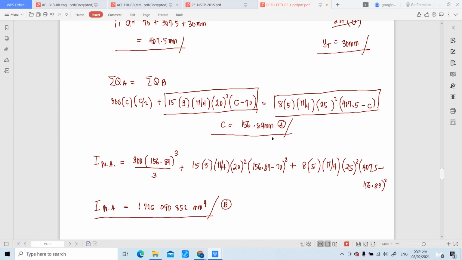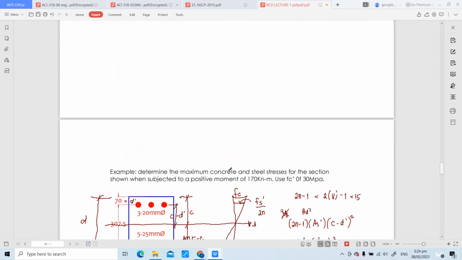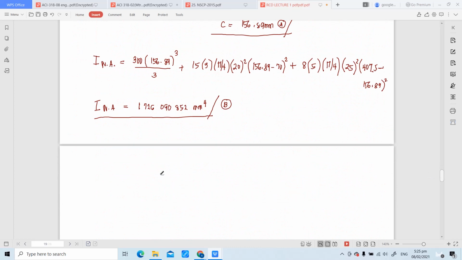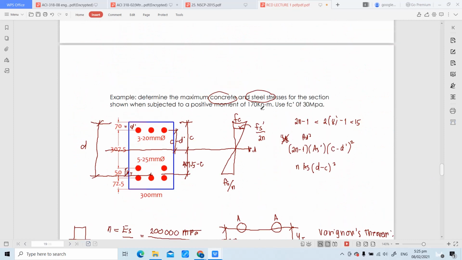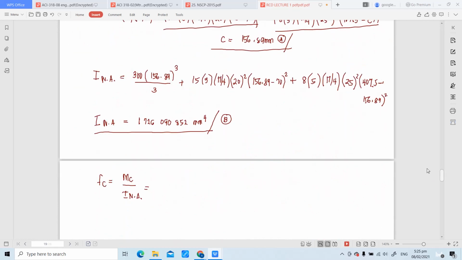Okay, store this value as B. Once we have solved the location of the neutral axis and its moment of inertia, we can now compute the stresses, the stress of the concrete and the steel bars. We have derived formulas for that. For the concrete first, that is Fc equivalent to Mc over I and A. What is the moment? Our moment was given as 170 kN-m, so we convert it into Newton-millimeter by multiplying by 1 million, or 10 raised to 6, so the unit becomes N-mm.